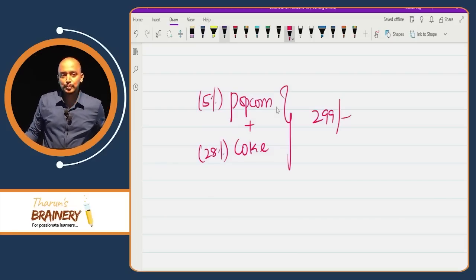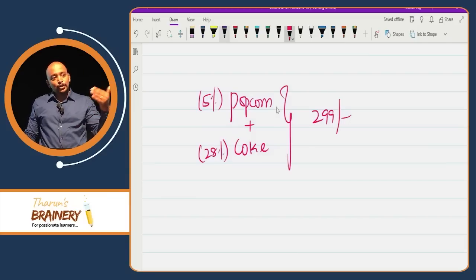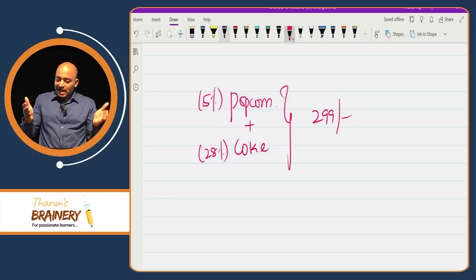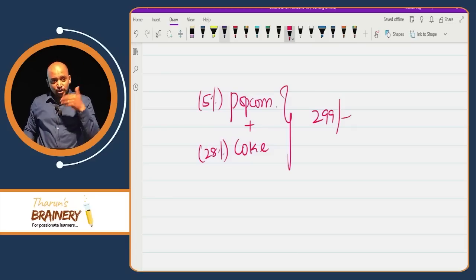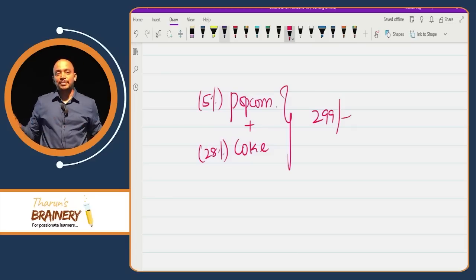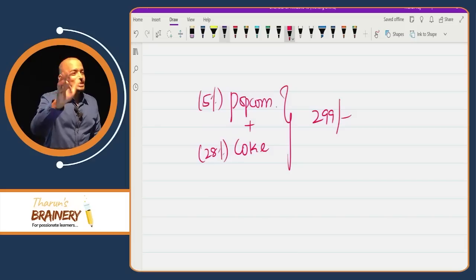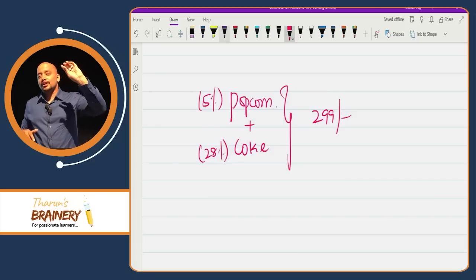Is this naturally bundled in the ordinary course of business? No. Why? Can popcorn alone be sold separately? Can Coke alone be sold separately? When they are sold together, does it mean naturally bundled? No, it is not naturally bundled. So the second condition is not satisfied. Therefore it is not a composite supply.